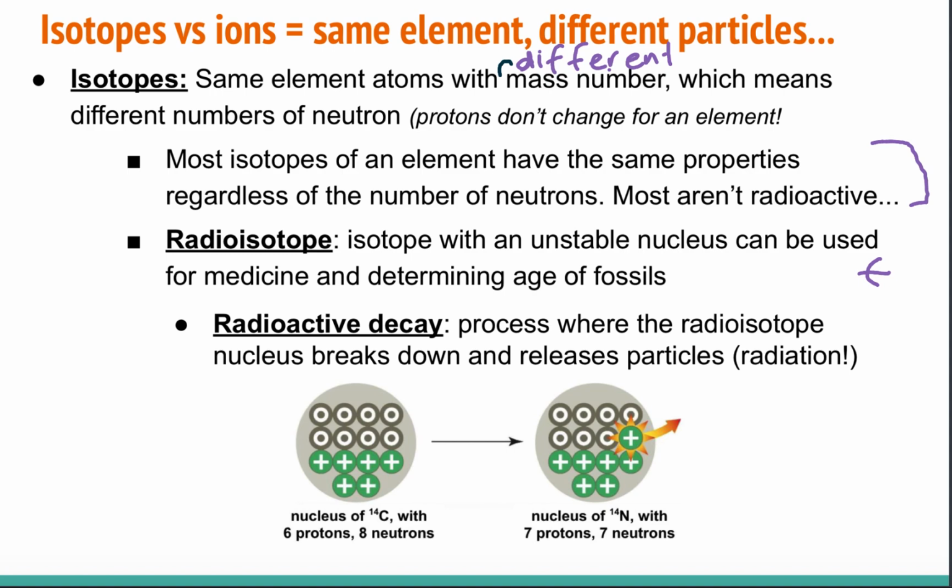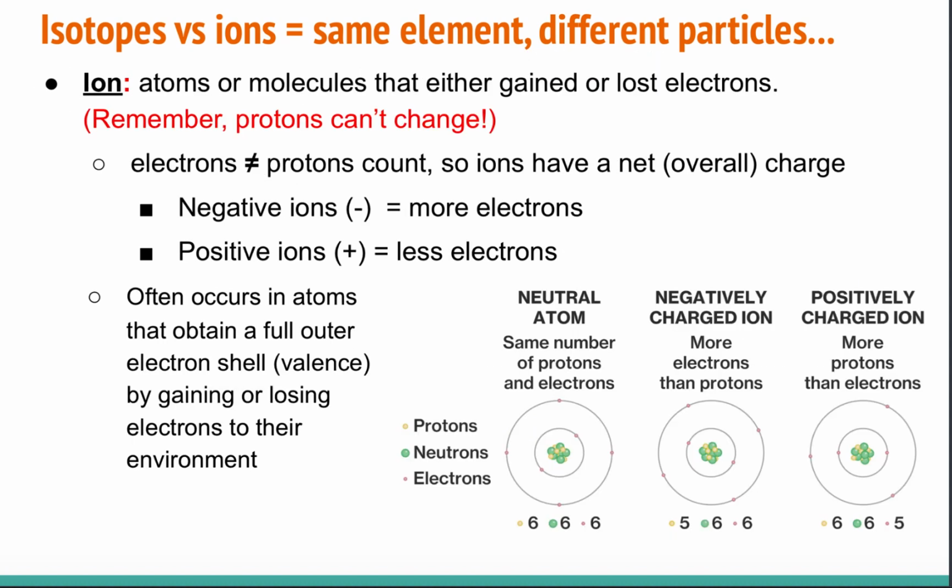This decay ends up releasing particles as radiation, and we can use the amount of these radioisotopes found in an animal or in a person for different things, like medicine, or like doing carbon dating on a fossil to figure out how old it is. All right, a different type of atom with a different number of particles compared to other atoms of the same element: let's talk about ions.